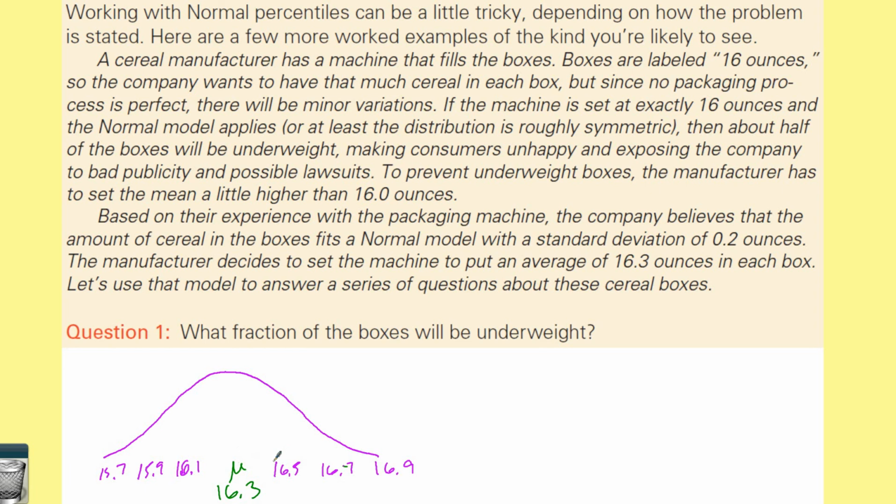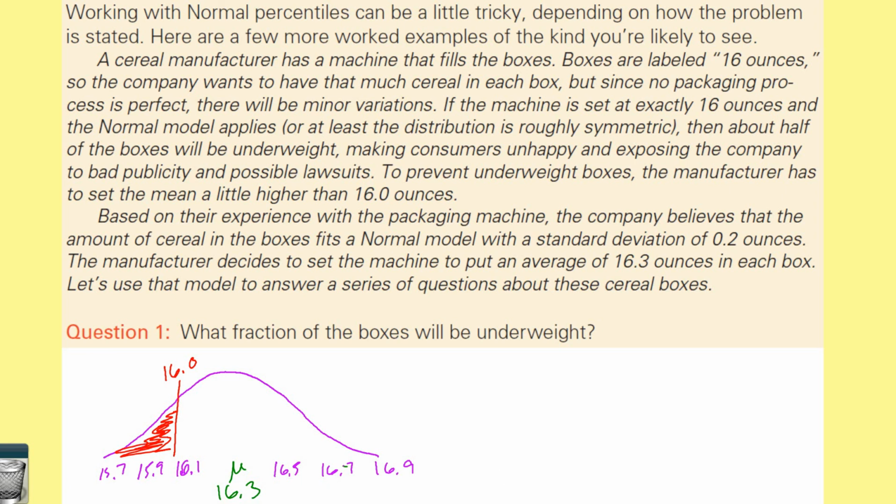So now we want to know, what fraction of the boxes will be underweight? Underweight means at 16. So not at 16.1, but I need to be, let me pick a color. Let's do red. I need to be right here at 16. So I want to know this area, because all of those are going to be underweight.